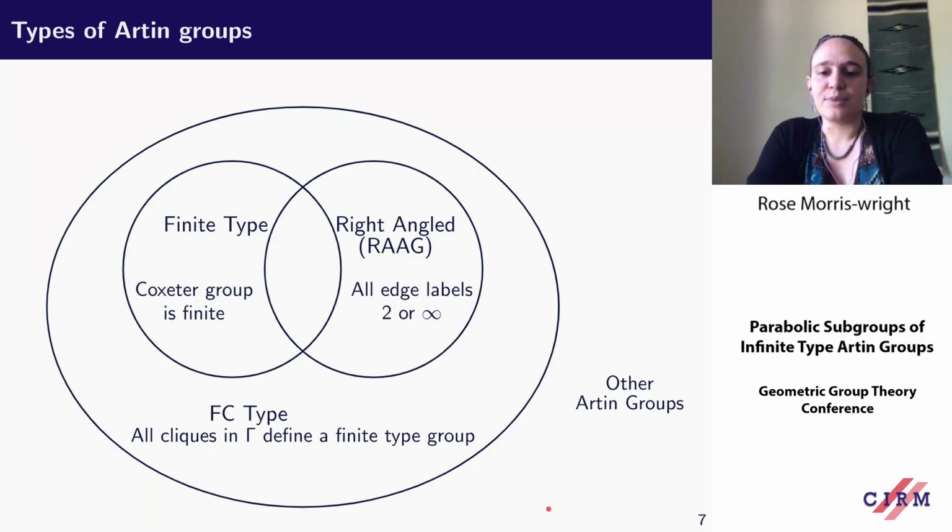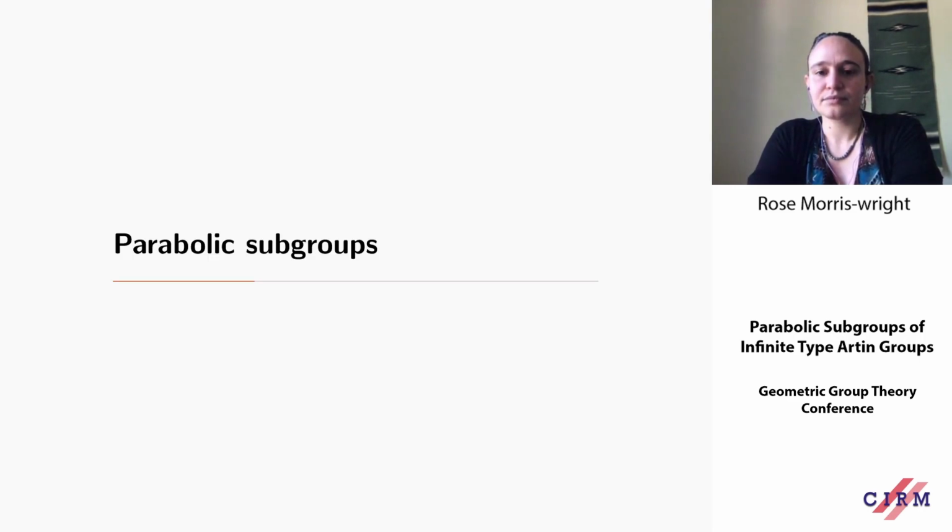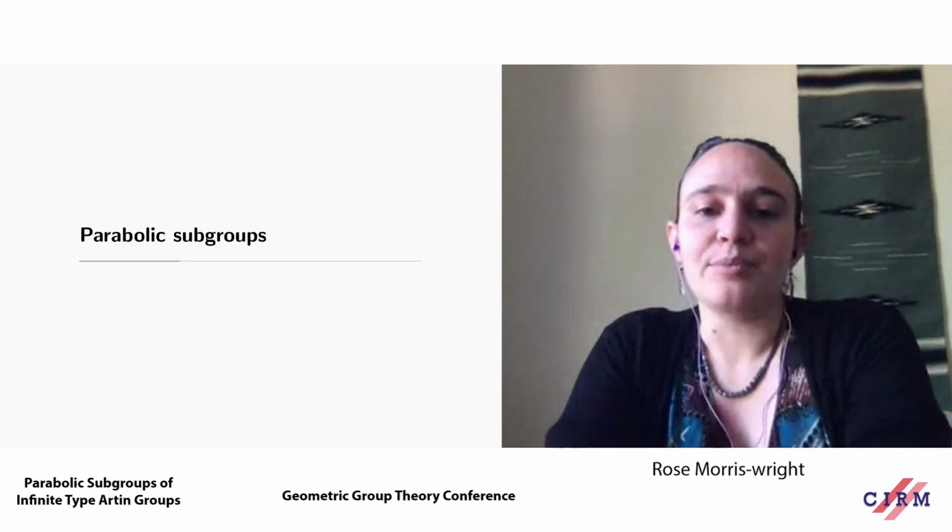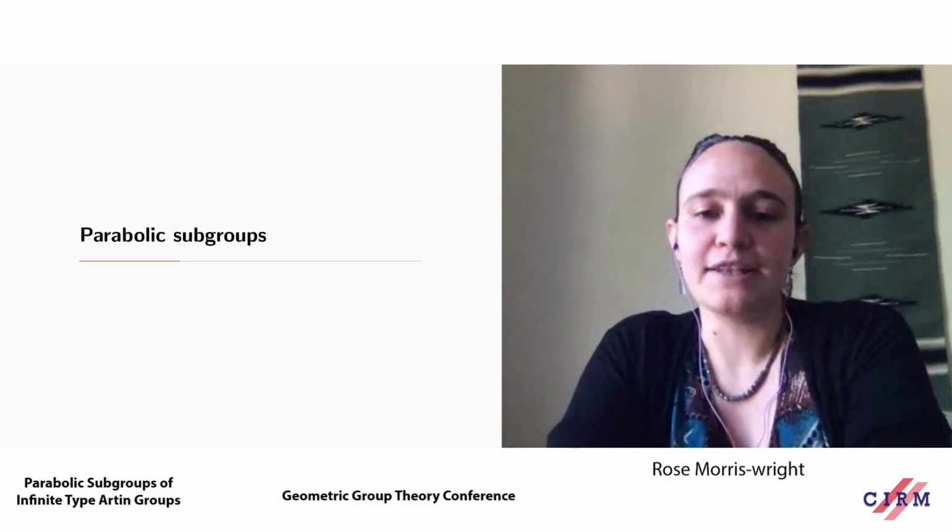But today I'm going to talk to you about some results of mine that are known for finite type, and where I'll be generalizing to this middle circle here, to this FC type case. So I'm talking today about parabolic subgroups of Artin groups. So let's talk about what those are.